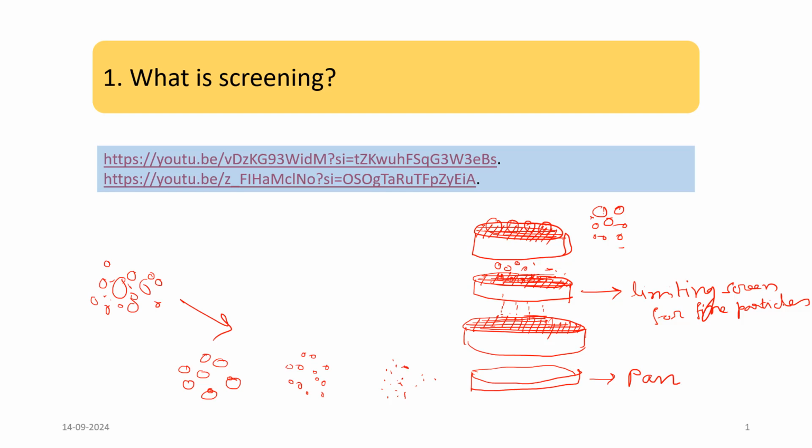And the material that remains on a given screen surface, which has retained the particles, is called the retaining screen. For medium sized particles, this is the retaining screen. So it depends on a particle to particle basis. For bigger particles, this is the retaining screen, and for medium particles, this is the limiting screen. So this will depend on the particles.